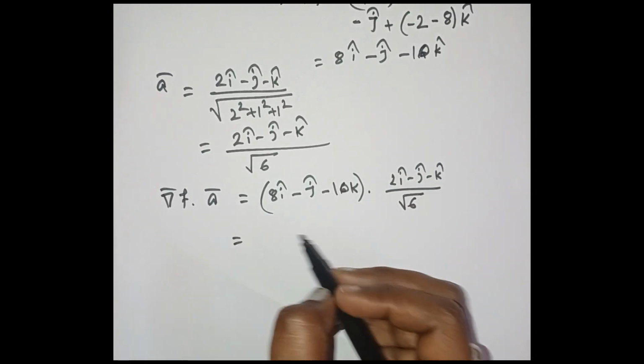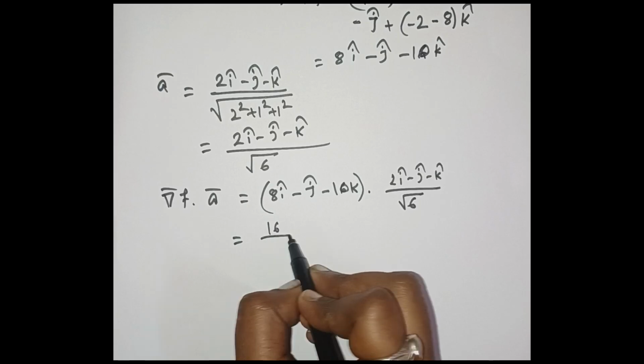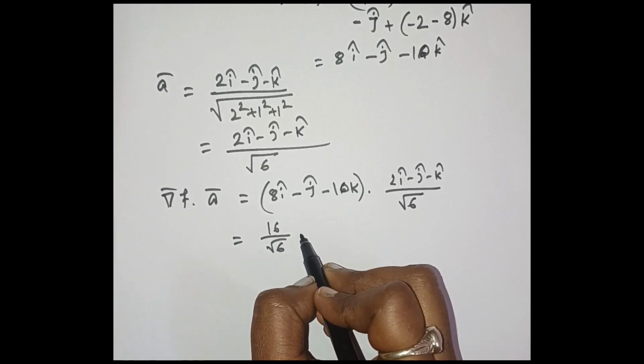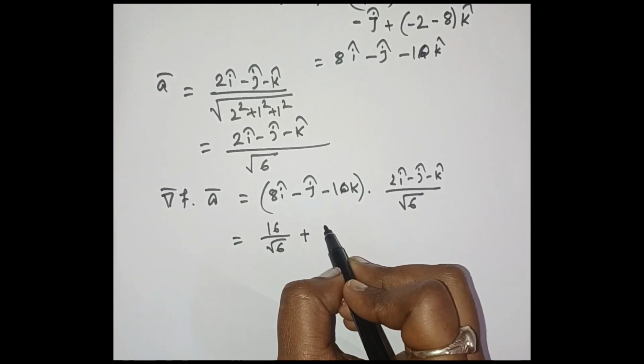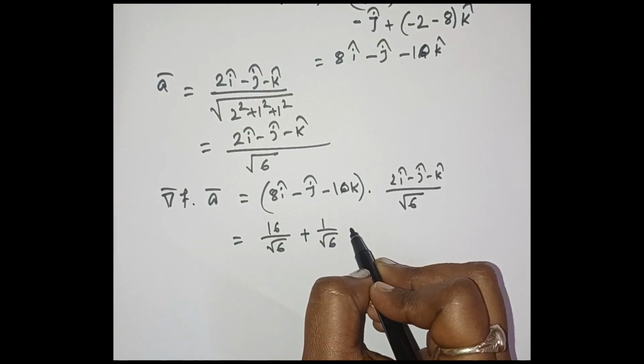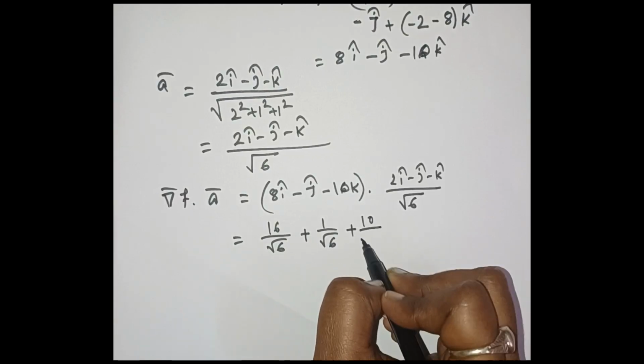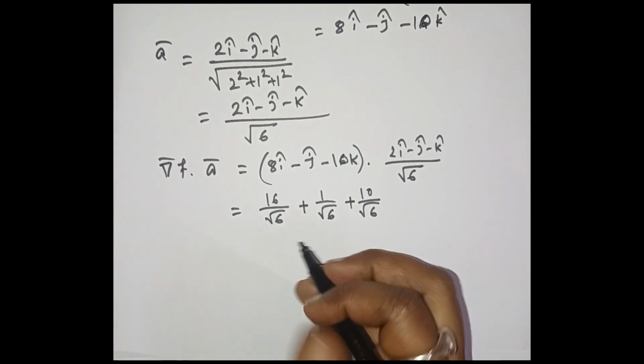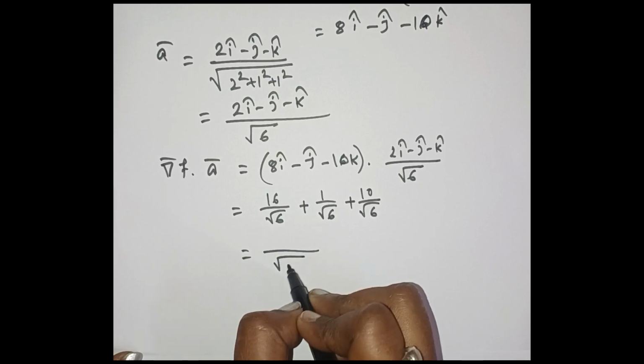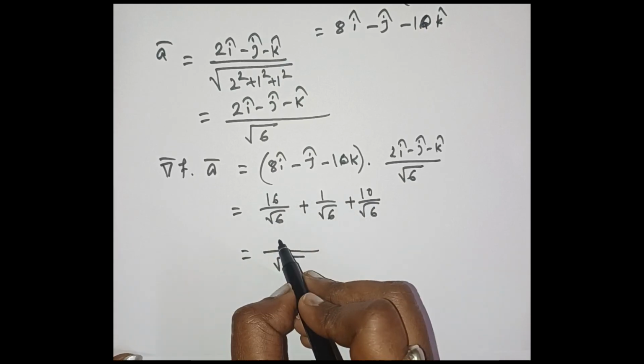So this is 16 by square root of 6, minus minus plus 1 by square root of 6, minus minus plus 10 by square root of 6, that is 27 by square root of 6.